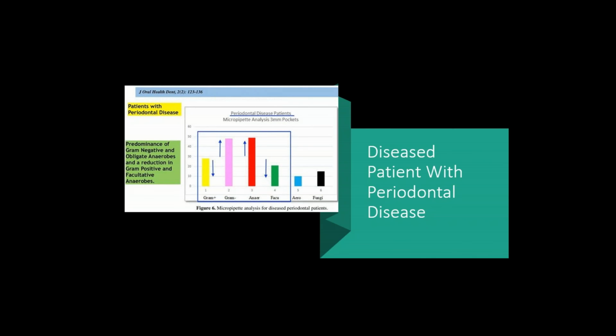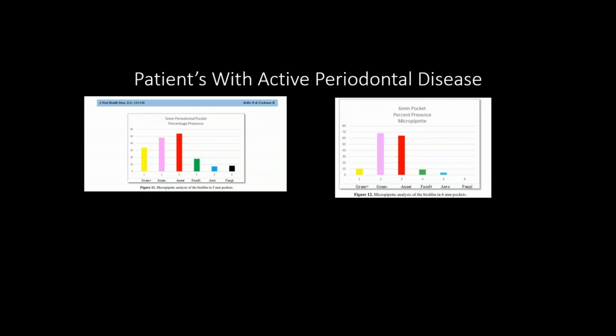What occurs in disease pockets, 3 millimeter pockets in disease patients, and this goes back to what Lou was talking about, was if the bacteria are around one area, they're able to be around all the areas, including your implants. But what happens in disease, the gram-positive bacteria decrease, but the gram-negative bacteria increase. Your anaerobes increase as your facultative anaerobes and your aerobic bacteria decrease. And we found this over and over and over again.